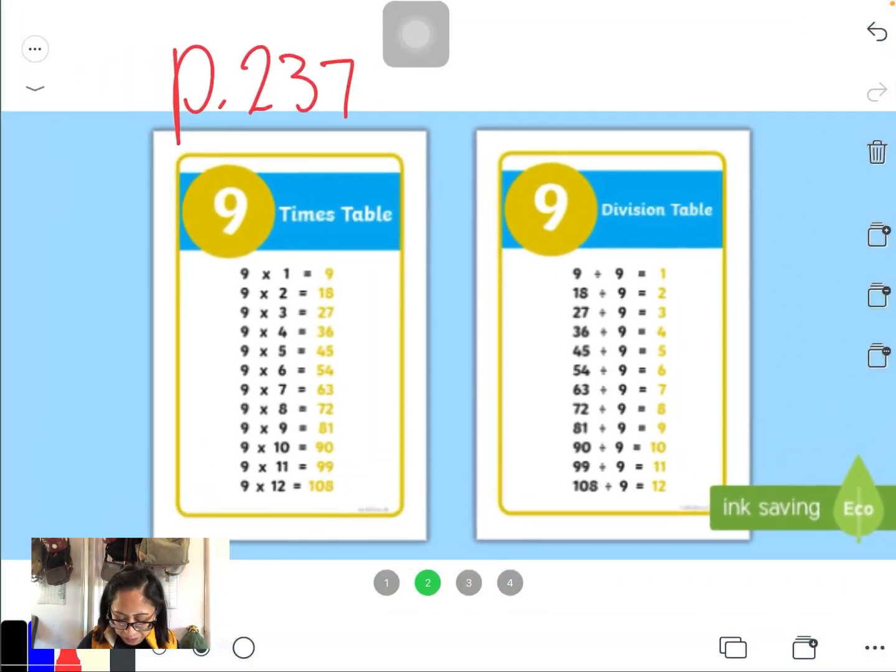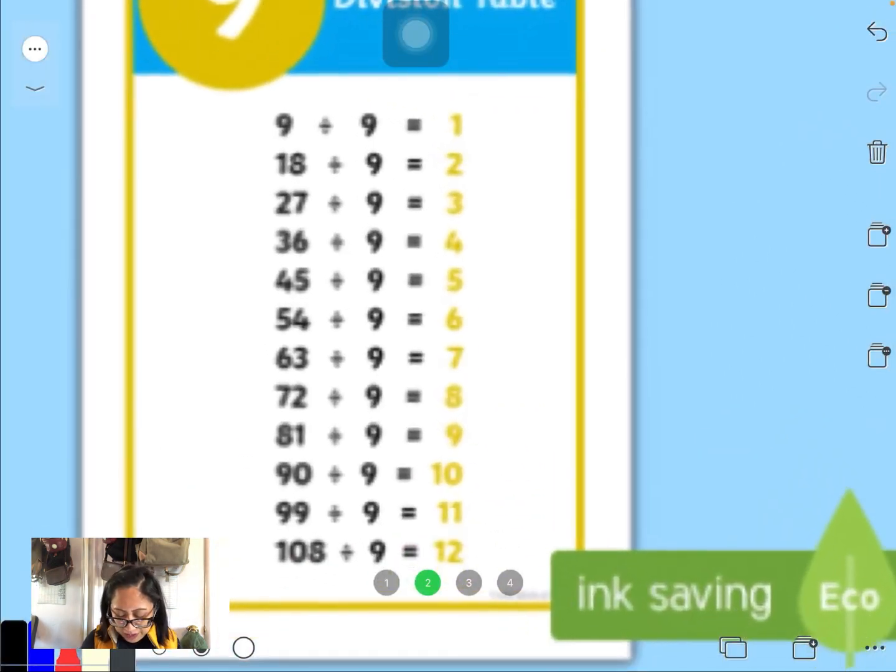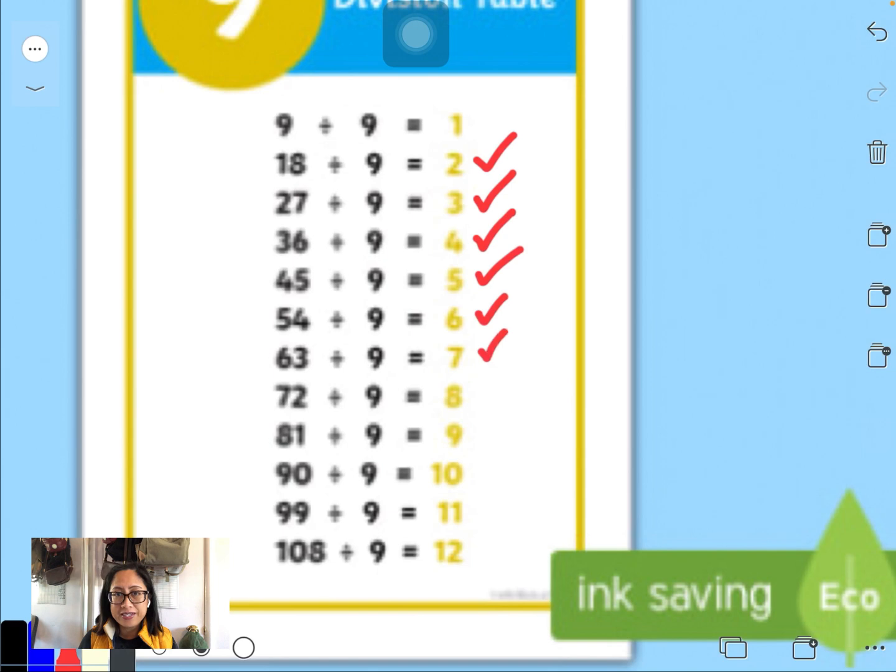Cool. So this is what I have here, the 9's divisions tables. I will say it one time for now, and then every day this week I'll say it one time. Divisions. 18 divided by 9 is 2. 27 divided by 9 is 3. 36 divided by 9 is 4. 45 divided by 9 is 5. 54 divided by 9 is 6. 63 divided by 9 is 7. 72 divided by 9 is 8. 81 divided by 9 is 9. 90 divided by 9 is 10. 99 divided by 9 is 11. And 108 divided by 9 is 12.